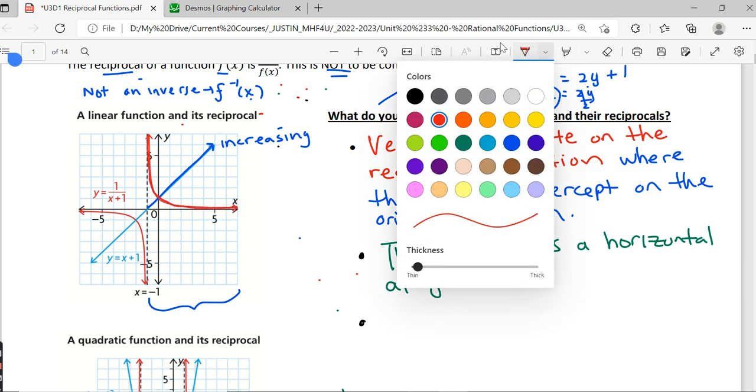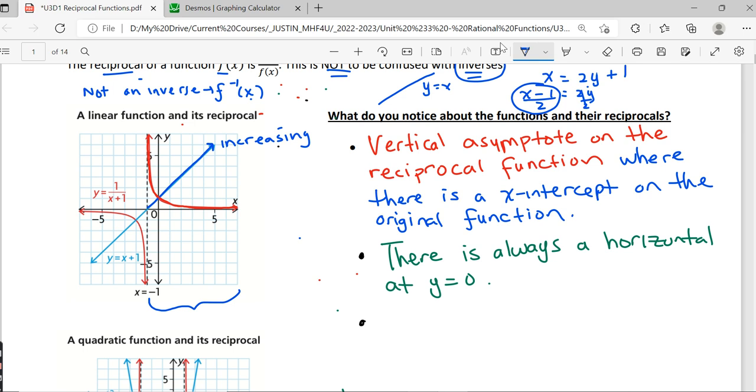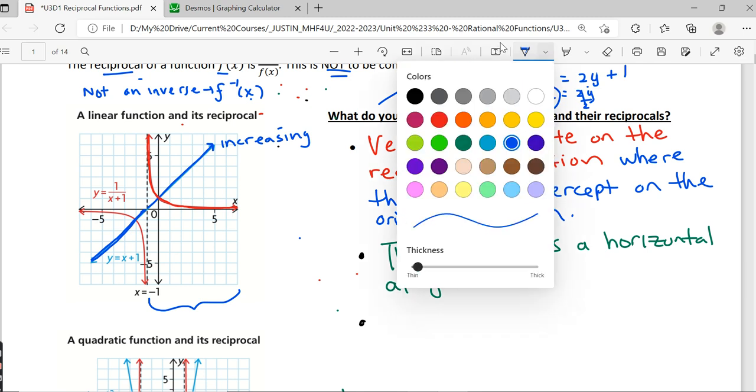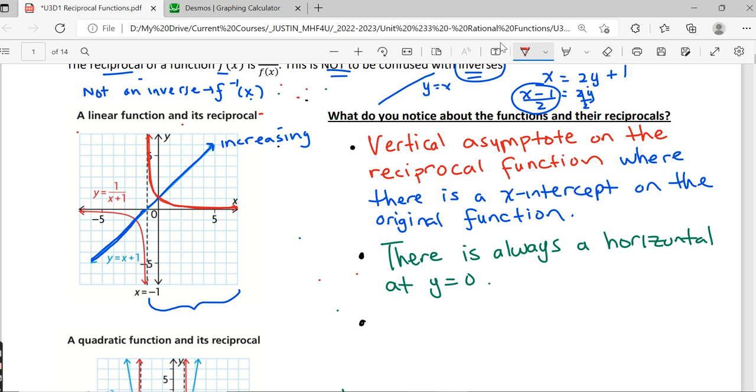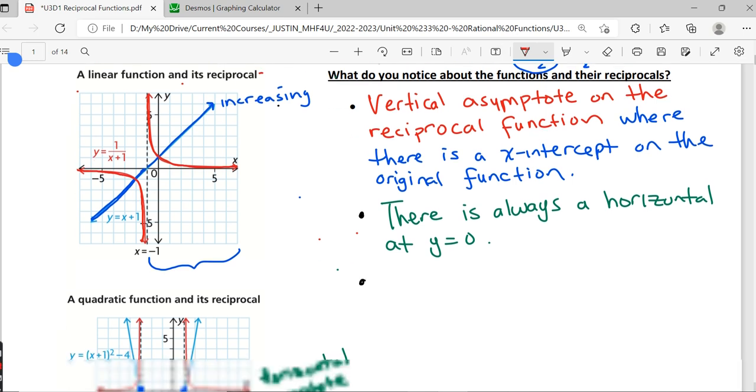Now let's look at our original on the left-hand side. So if I look at this section, is this increasing? It still is, because you read these graphs like you read a book, from left to right. Well, if that's increasing, let's look at our reciprocal. Is that decreasing? It sure is. It is certainly decreasing. Okay. Now let's see if the same applies down here.